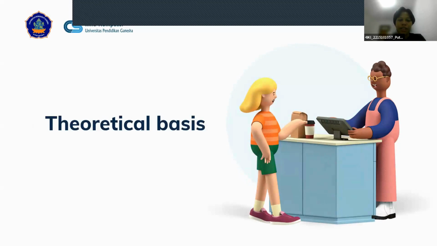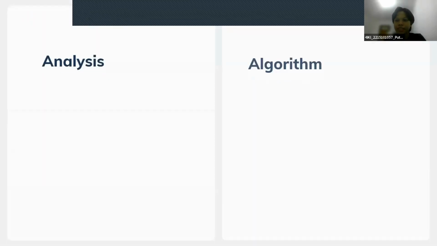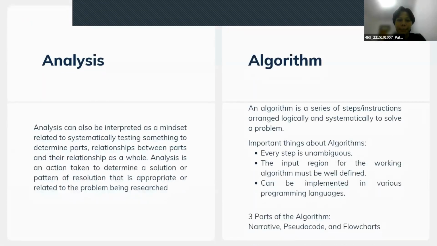We have the theoretical basis for our paper here. First, we have the theoretical basis of analysis. Analysis can be interpreted as a mindset related to systematically testing something to determine parts, the relationship between parts, and their relationship as a whole. Analysis is an action taken to determine a solution or pattern of resolution that is appropriate or related to a problem being researched. And then algorithm.